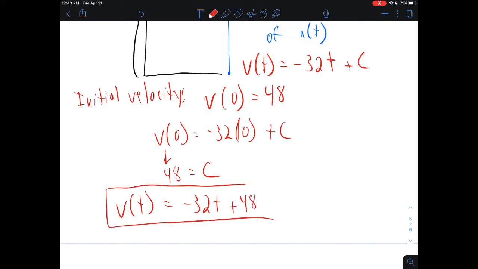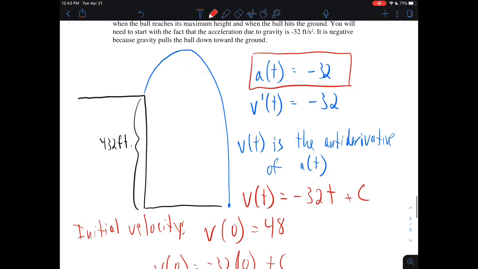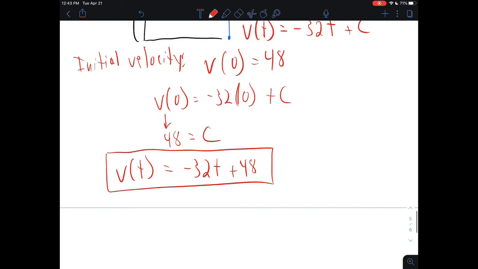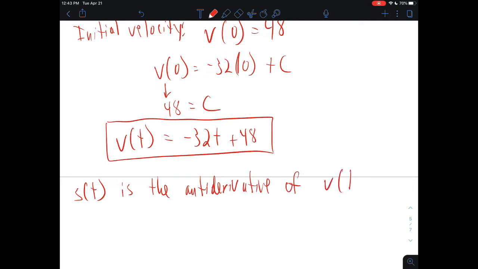So now we know acceleration, negative 32, that's a constant acceleration. We know velocity, it's not constant, it does change over time. So then to find the position function, s of t is the antiderivative of v of t.